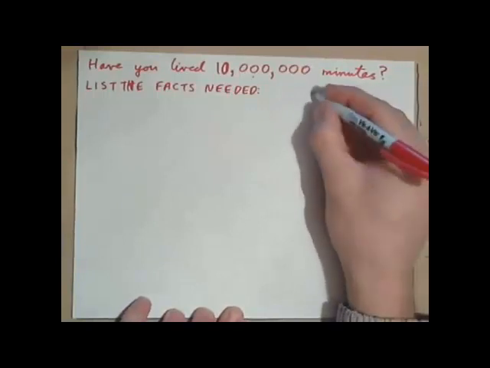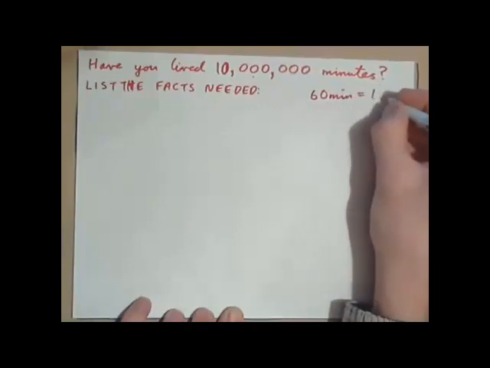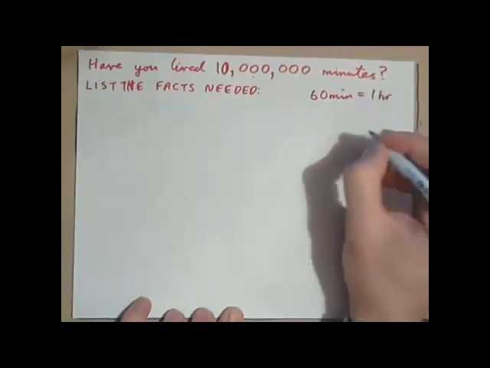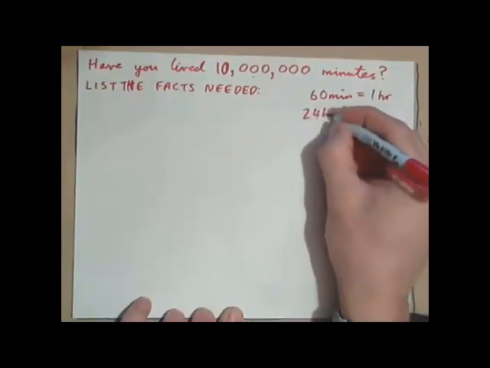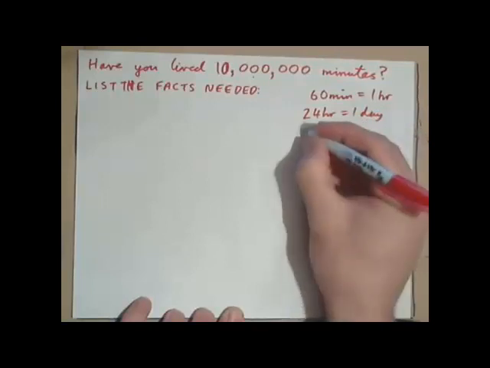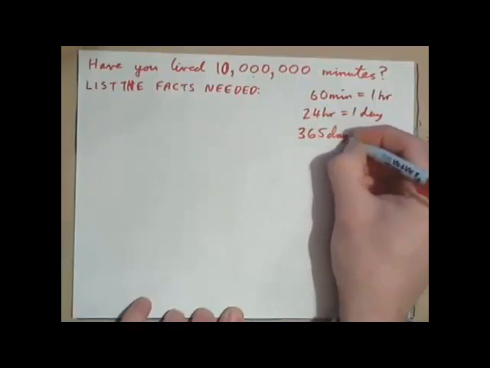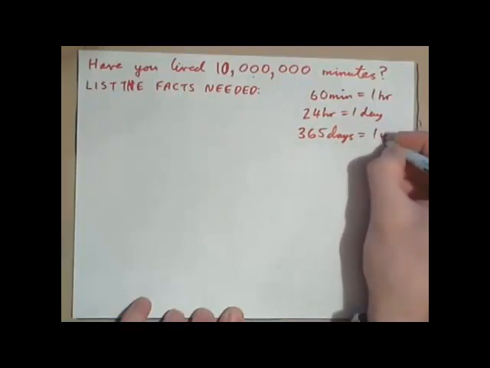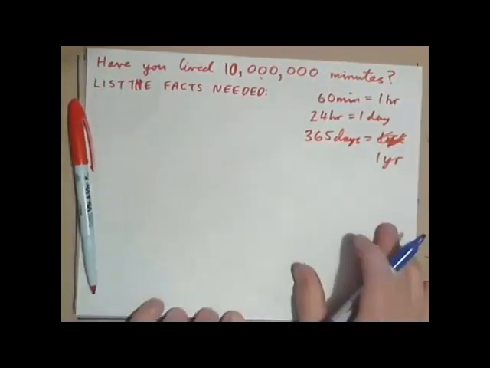We know 60 minutes is the same as 1 hour, HR. How many hours in a day? 24 hours equals 1 day. How many days in a year? Let's take 365 days is the same as 1 YR, 1 year. So we'll start with the 10 million minutes.